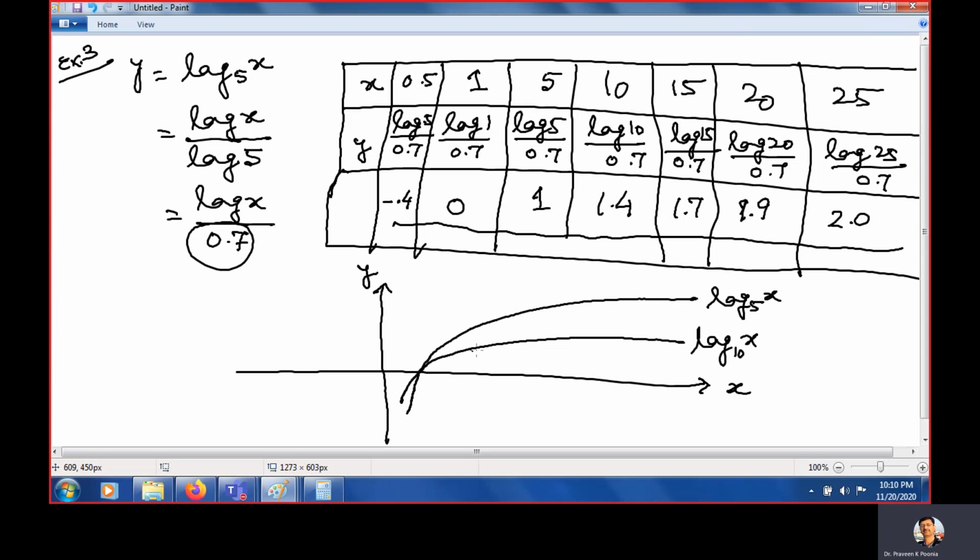So what is the difference? The values are a little higher. Okay. So this thing you need to remember. The moment the base is reduced, the values get higher. This you need to remember.